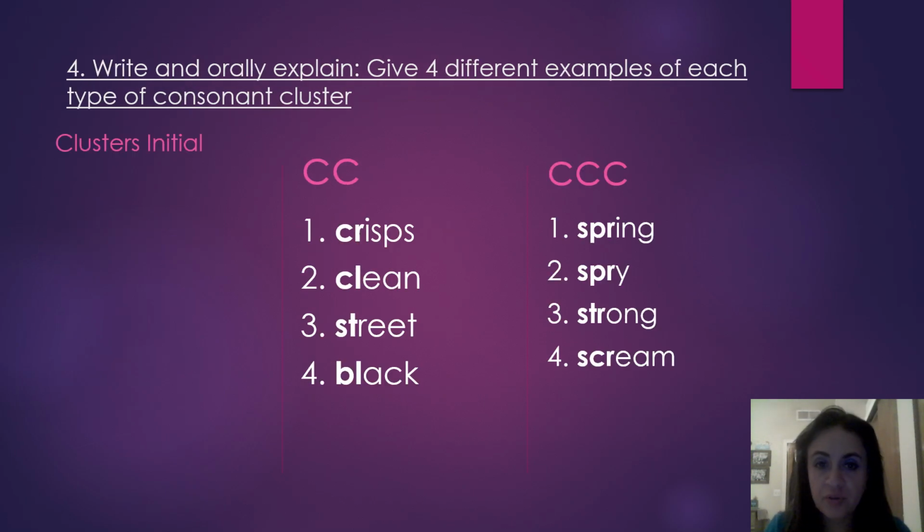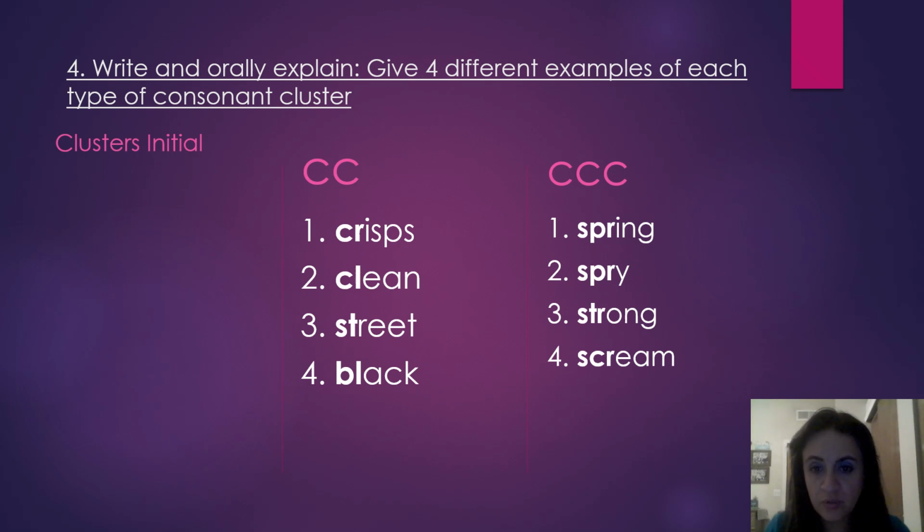Question number 4. Give 4 different examples of each type of consonant cluster. A consonant cluster is when two consonants are together or clasped. This word is special because crisps has 2 consonants at the beginning of the word and 3 consonants at the end. And here is clean, 2 consonants, street, 2 consonants, and black, 2 consonants at the beginning of the word.